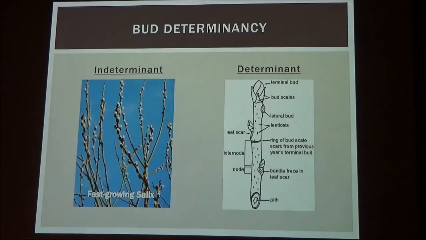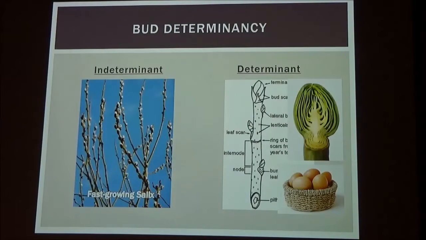However, for indeterminate species like the fast-growing willow, the number of embryonic leaves that are set in the bud only represent a fraction of the total leaves that will grow from that location in the following season. Many species can exhibit both determinate and indeterminate growth, but they tend to lean one way or another.